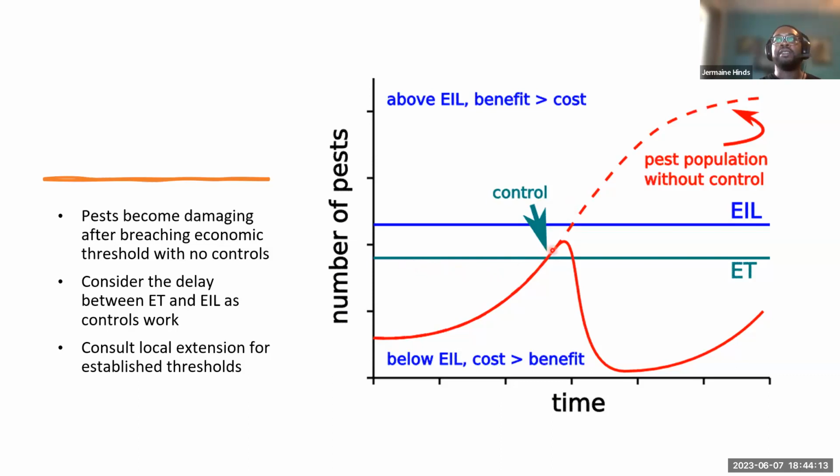And so consider this delay in time as your controls take time to work, right? If it's a pesticide spray, that might have a quicker time. But if you're releasing biocontrol agents and they have to seek out and find pests, that might take a longer time to take place. And to find or establish these extension thresholds, you can consult with extension, you can look up growing guides and things like that to help you come up with one.